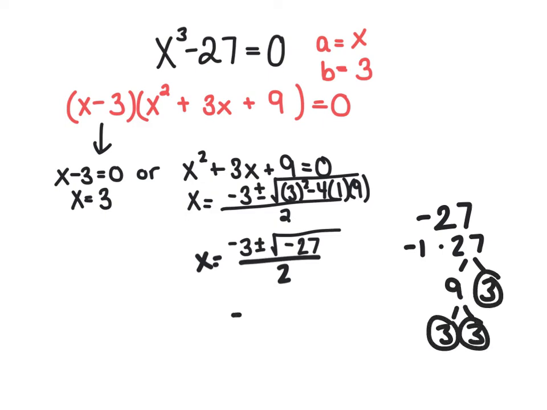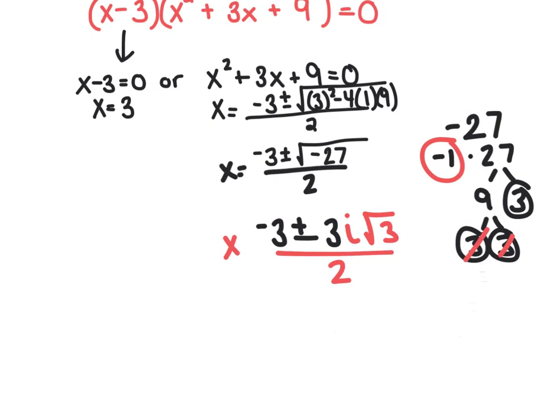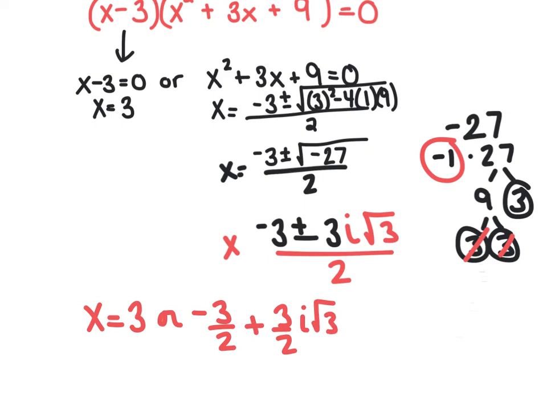So this factors into negative 3 plus or minus. I have a pair of 3's, so one 3 comes out. The square root of negative 1 is i, times the square root. I have one 3 left inside, all over 2. So my three solutions would be that x equals 3, or negative 3 halves plus 3 halves i root 3, or negative 3 halves minus 3 halves i root 3. So it just changes to a minus.